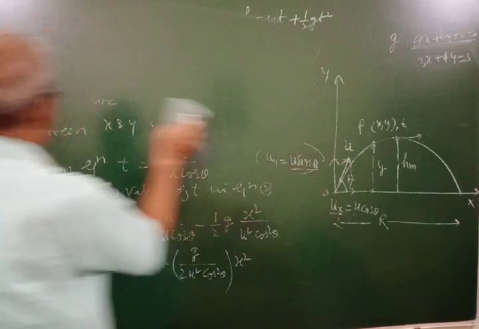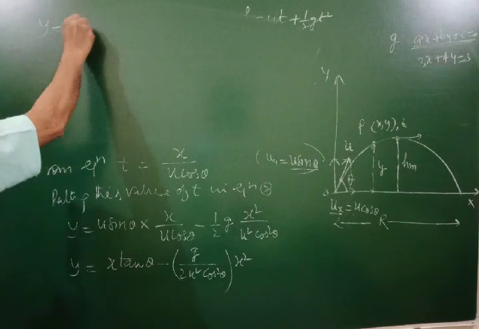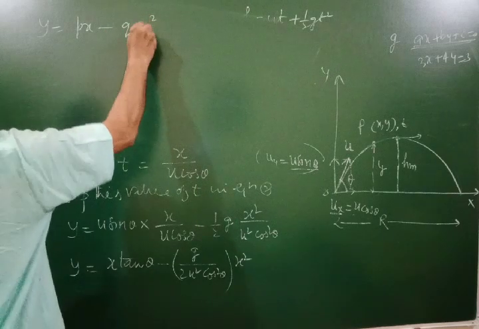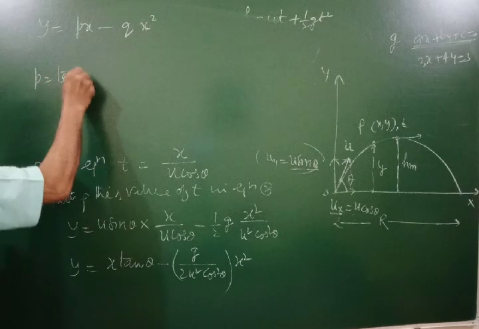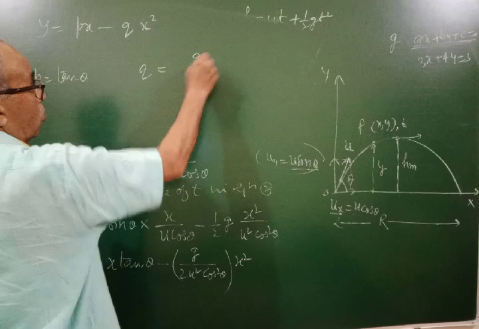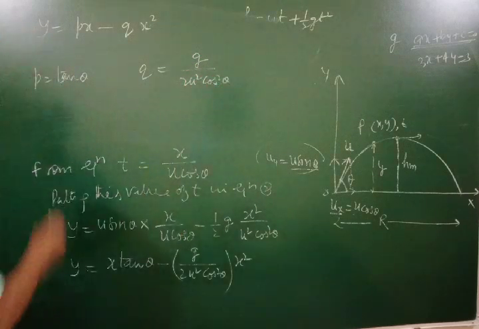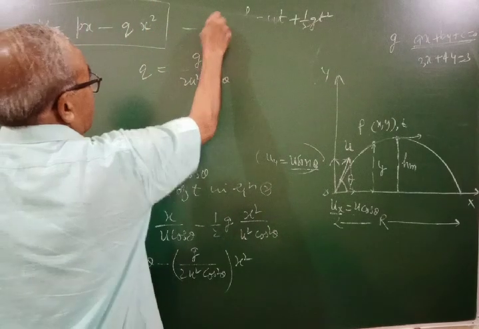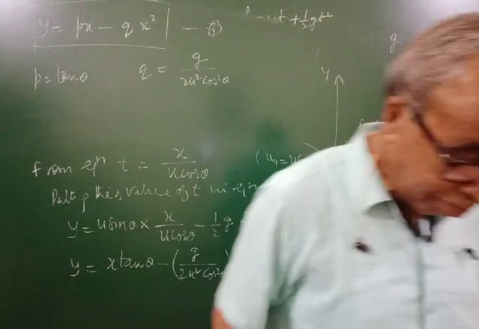Now here you can write this equation as y is equal to px minus qx square, where p is equal to tan theta, a constant value, and q is equal to g upon 2u square cos square theta. This equation 3 is the equation of a parabola. Have you heard about this parabola?